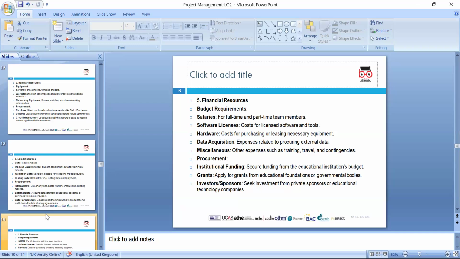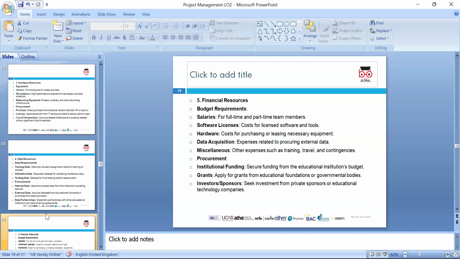One of the great scholars, Lionel Robbins, said we have unlimited wants but limited resources, and we have to use them effectively. So for financial resources and budget requirements, we can look at salaries, software licenses, hardware, data acquisition, and expenses related to procuring external data, and miscellaneous costs. Data mining is quite a big business, really. We need to look at where we can get data.